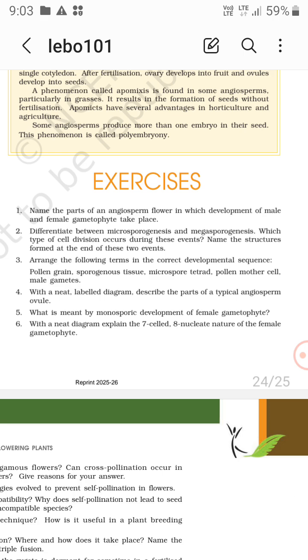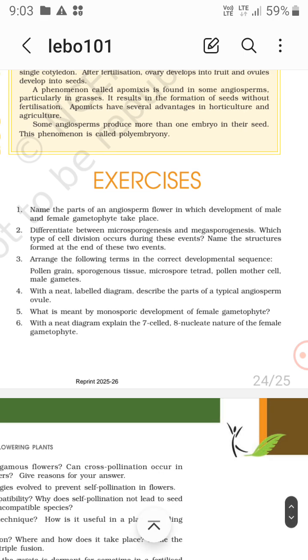So microsporogenesis is the formation of a microspore tetrad, and megasporogenesis is the formation of only one megaspore. Which type of cell division occurs during these events? Name the structures formed at the end of these two events.